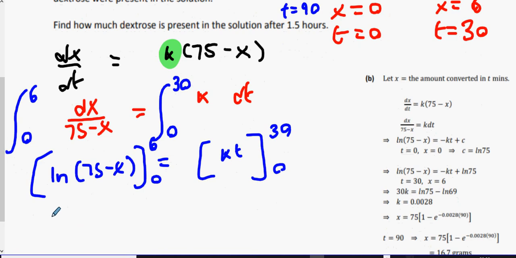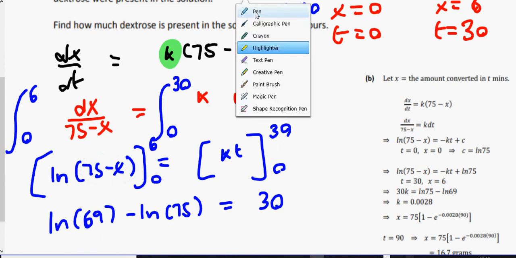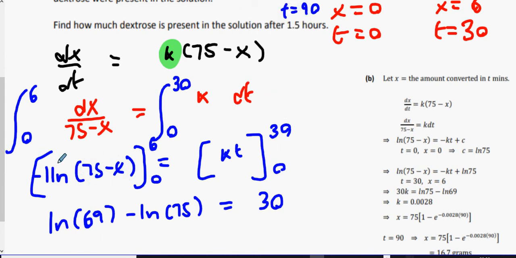That's going to be ln 69 minus ln 75. Sir. Yes, Mick. Since you differentiate the inside of the bracket, is it a minus? Oh, it is. Thank you very much, Mick. Sorry, guys. Differentiate what's in the bracket, and this time it's a minus 1. Thanks for that. That'll make that minus ln, and it'll make the second one plus ln.